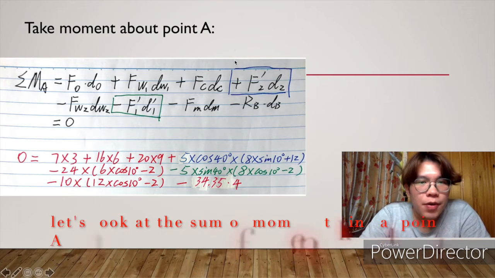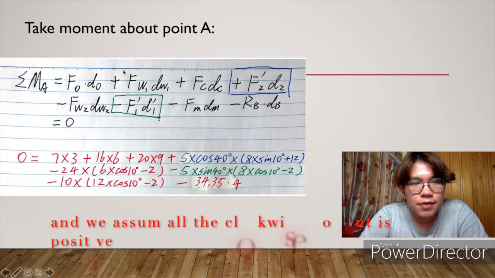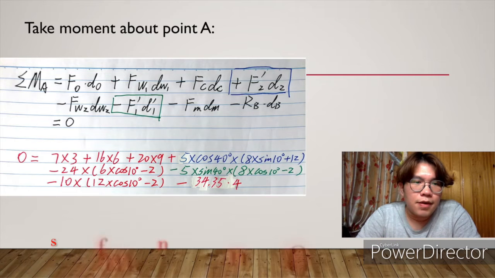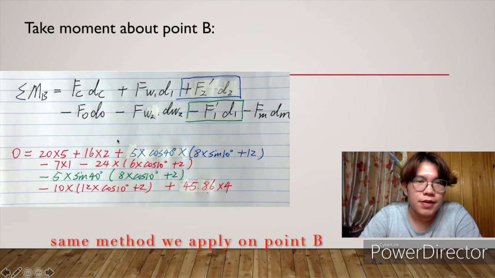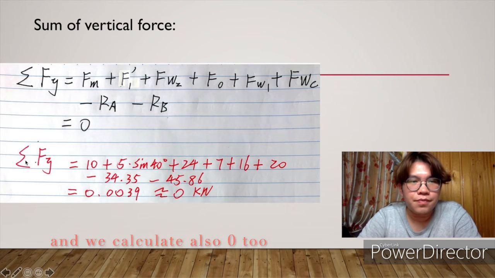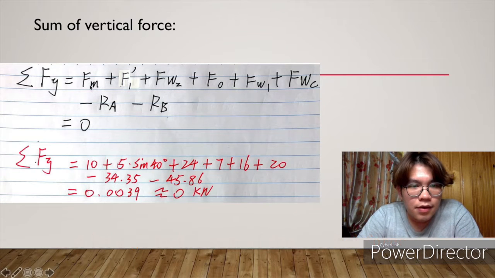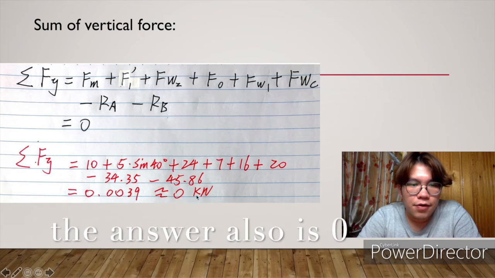Okay, so let's take a close look at the equations. Let's look at the sum of the moments taken about point A, and we assume the clockwise moment is positive and the anti-clockwise moment is negative. So the sum of moments about point A is 0. Same method, we take the moment about point B, and we calculate also 0. Next, the sum of the vertical forces: we assume the downward force is positive and the upward is negative, and we calculate 0 also.